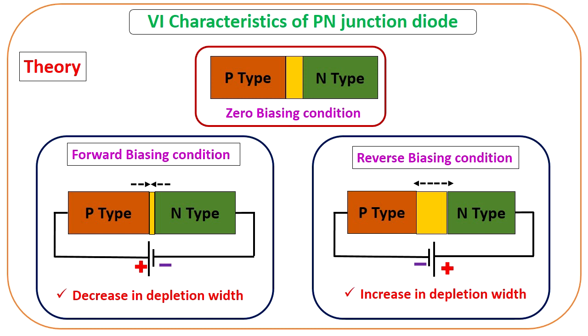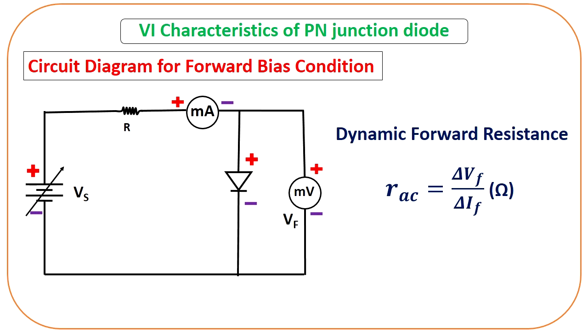When we connect the PN junction diode in forward bias, the width of the depletion layer gets lesser, but when we connect it in reverse bias, the width of the depletion layer gets thicker. Now the two circuit diagrams, in forward and reverse bias, are shown here.